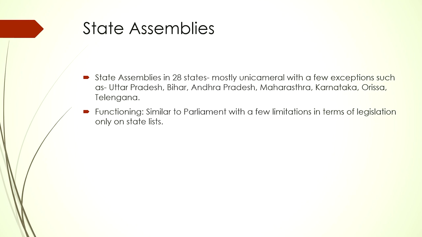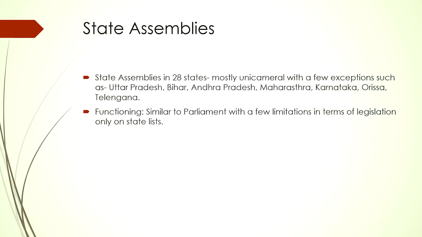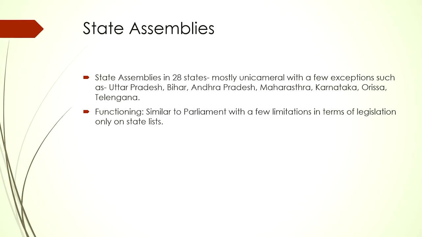On the other hand, if you look into the working of the state assemblies of different provinces or states in India, you find that there are a total of 28 state assemblies, and most of them are unicameral. That is, only the Vidhan Sabha is there. But there are a few exceptions, states like Uttar Pradesh, Bihar, Andhra Pradesh, Maharashtra, Karnataka, Odisha and Telangana. These are the states where you find that bicameral legislatures are provided through the Indian Constitution. It means that both the upper house and the lower house are there, as we have in our Indian parliamentary system in the central institutions.